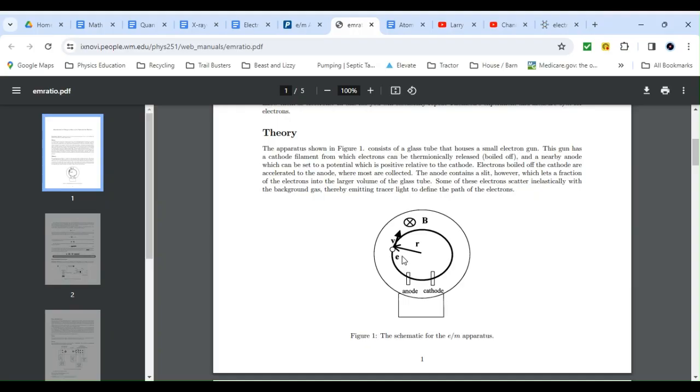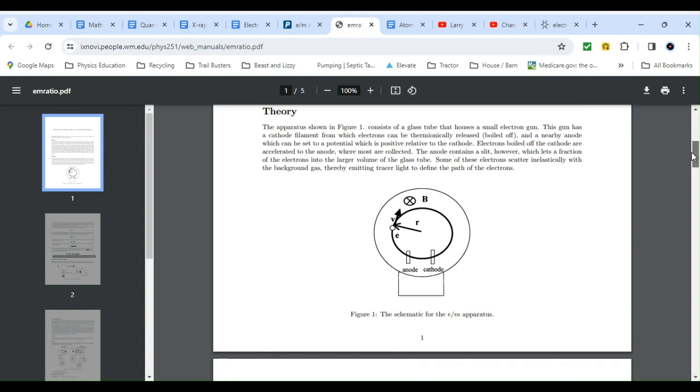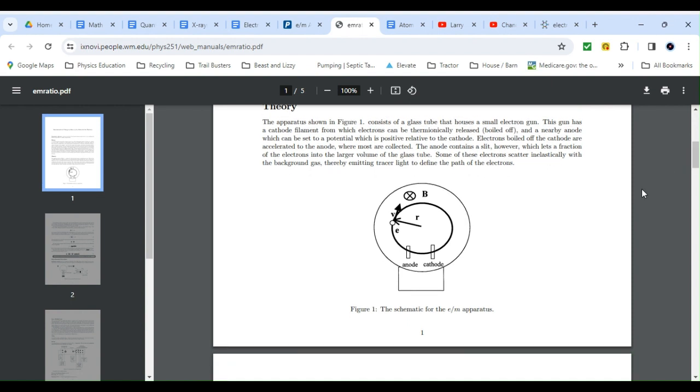Here's the diagram. And as you can see, there's a round thing here. This is the Teltron tube. And we should be able to start making some sense of what's going on inside the tube. Notice we've got some letters here. There's a little e. Little e stands for the electron.